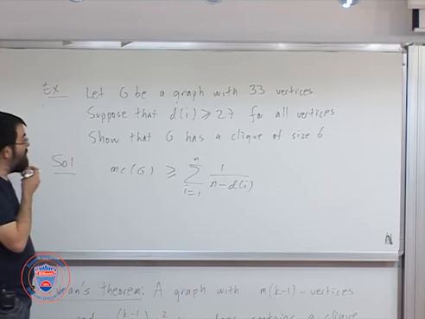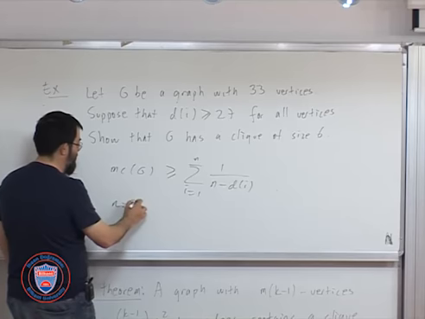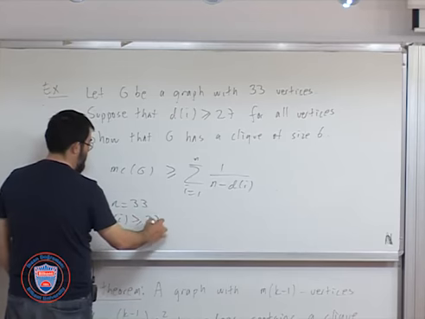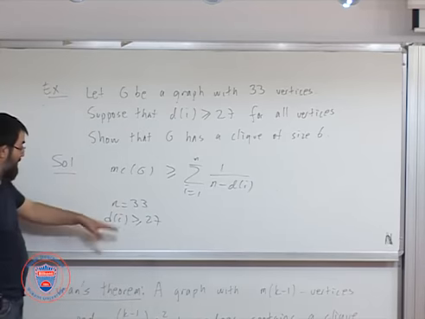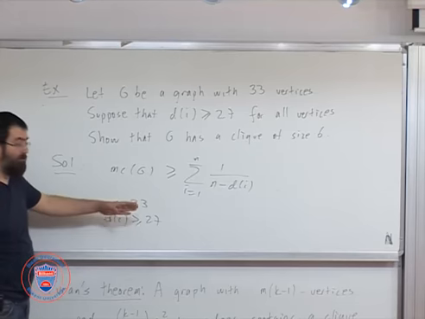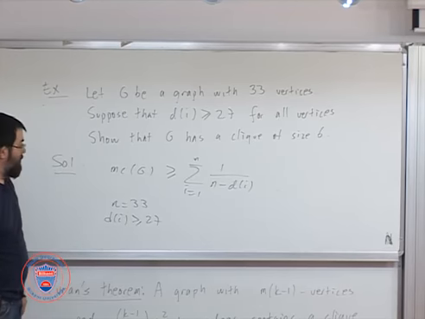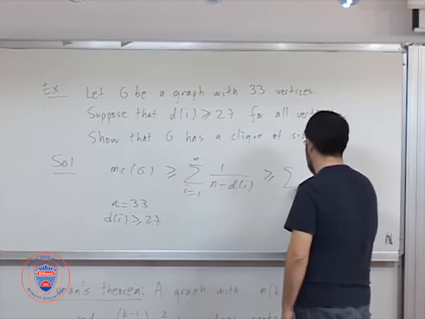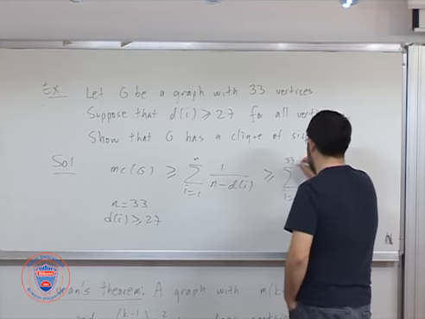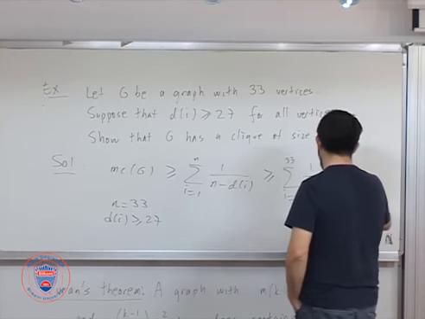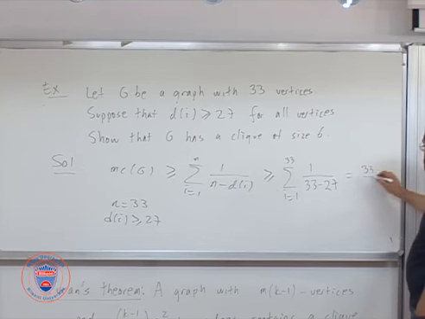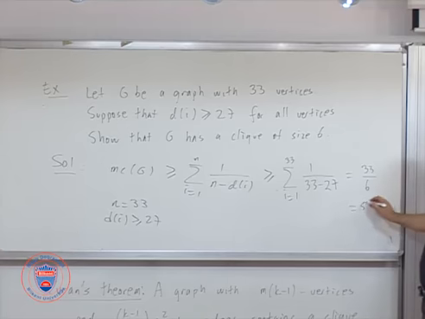Now, you have 33 vertices, so that means n is 33. And now you know that each of the d_i's are bigger or equal to 27. That means minus d_i is less than minus 27, so 1 over 33 minus d_i is bigger than 1 over 33 minus 27. So you can just continue by saying bigger than or equal to 1 over 6. Okay? And you're summing 6 33 times, so you get 33 over 6, which is 5.5.